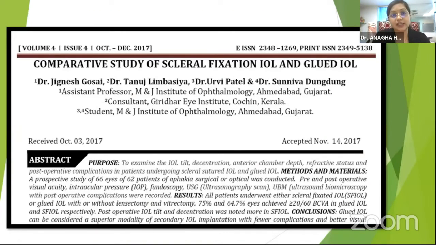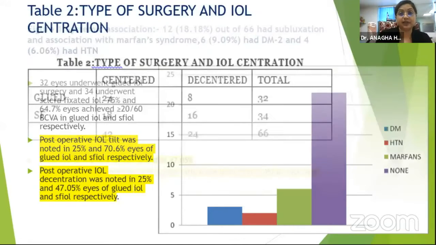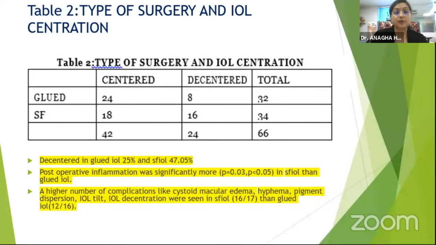Now there are a lot of studies which compare the SFIOL with glued IOLs, and in this study it was found that the postoperative IOL tilt was 25% in glued and 70% in an SFIOL. Again, decentration was 25% in glued and 47% in an SFIOL patient. Postoperative inflammation also was found to be significantly more in an SFIOL patient.